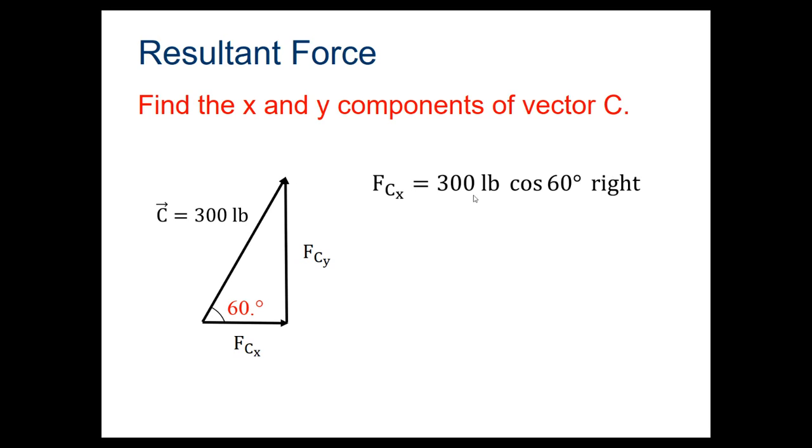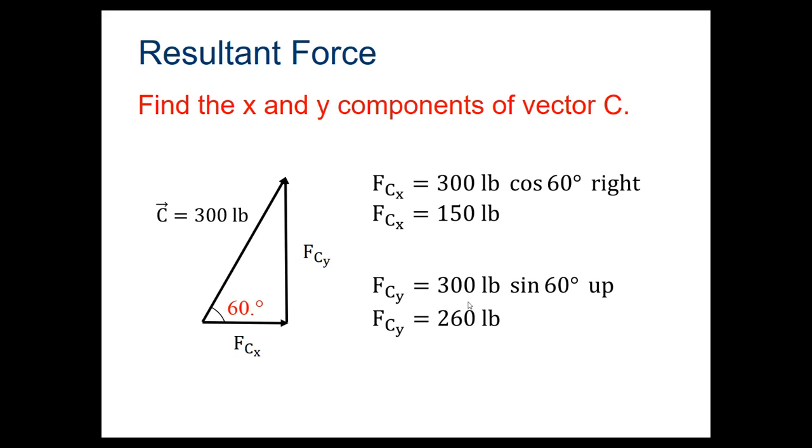And so we'll put that in our calculator. 300 times cosine 60 gives us a total of 150. And cosine of 60 is a half, if you are interested. You can see that that's what happens. So we have 150 pounds pushing to the right, and then FCY should be greater than that because we are at an angle greater than 45. So we're going to do 300 times sine of 60, because FCY is the opposite side, and for opposite, we use sine. So 300 times sine of 60, and we get 260 pounds.